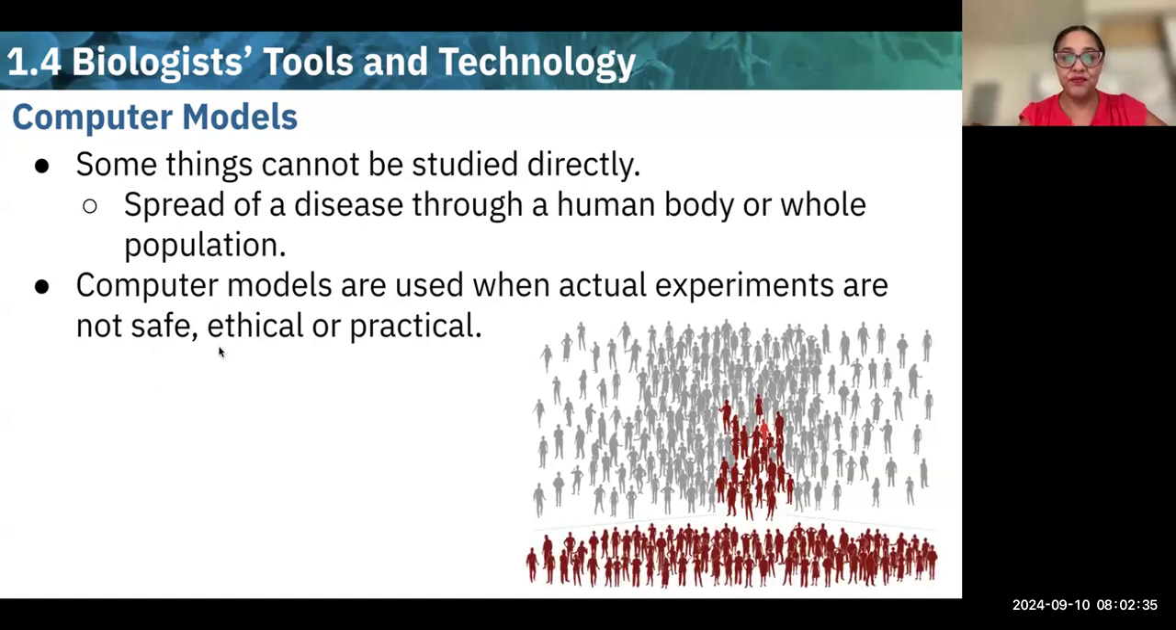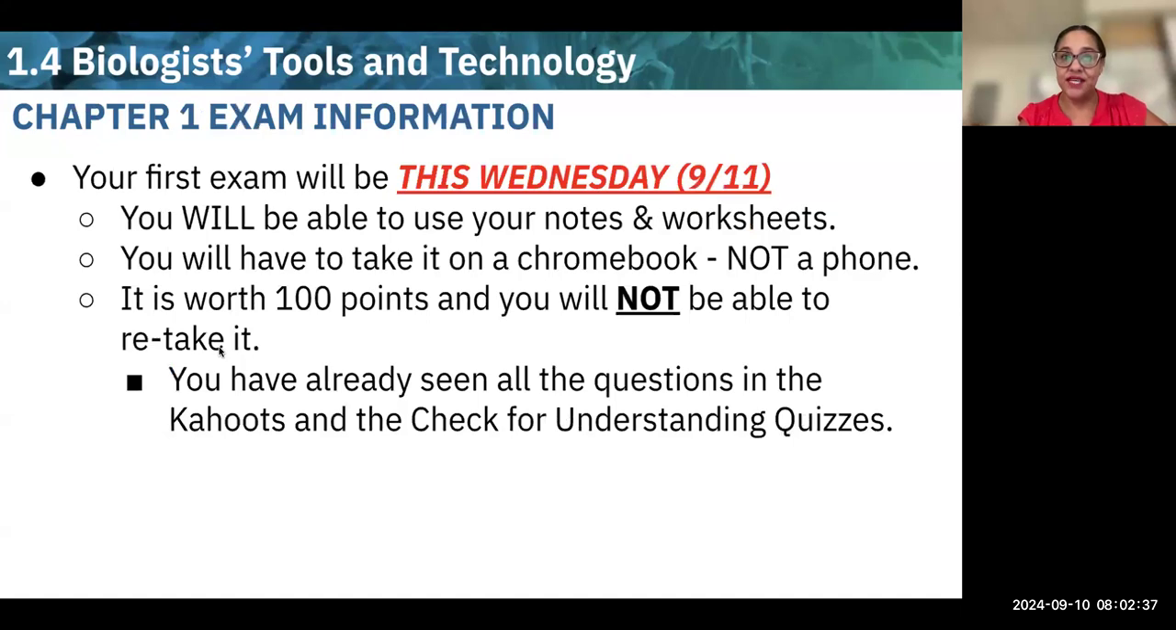That is 1.4. You have a test this week. As of now, it will be tomorrow, Wednesday, 9/11. You will be able to use your notes and worksheets, so make sure those are all done. You have to take it on a Chromebook, not a phone, so make sure you bring your Chromebook and or a charger. It is worth 100 points, and you will not be able to retake it. You have already seen all the questions in the Kahoots and the Check for Understanding quizzes, so study those, make sure those are done first.